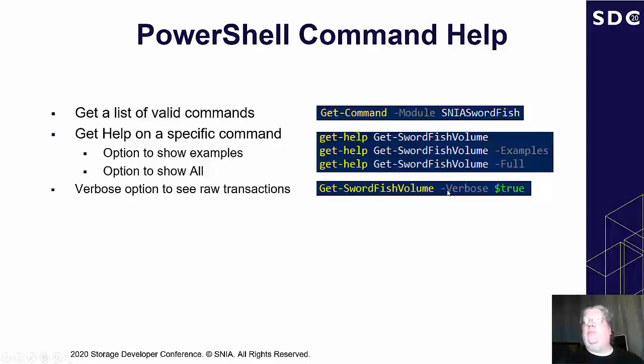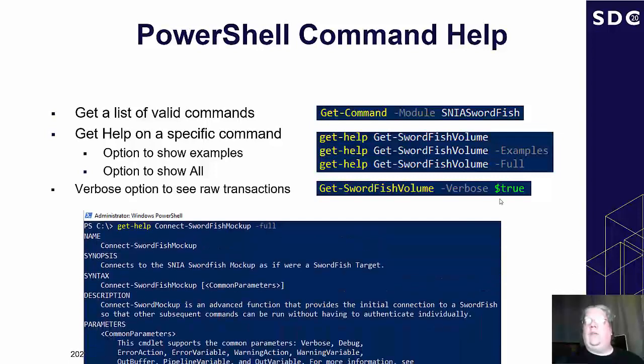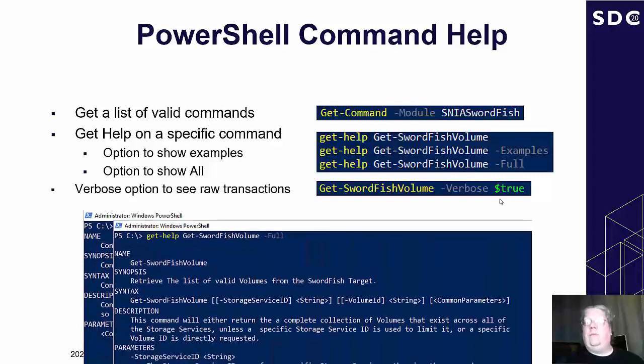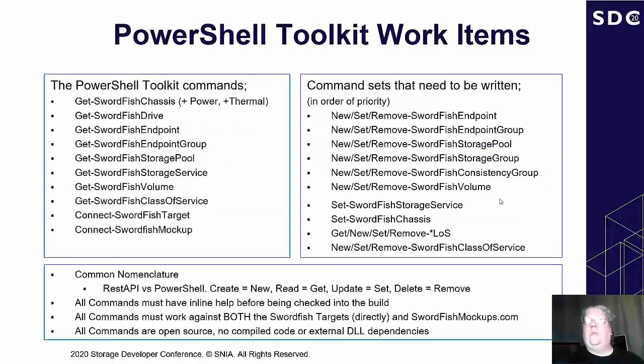I've also added one other thing, which is verbose true. If you do verbose true, you'll see the raw transactions that go from the PowerShell toolkit directly to the device, and then the raw transactions come back in JSON format on screen. So that way you can actually see exactly what's happening before we turn it into a PowerShell object. So here's what the helps look like. And again, everything's laid out: the synopsis, syntax, the parameters, what they expect, that kind of thing.